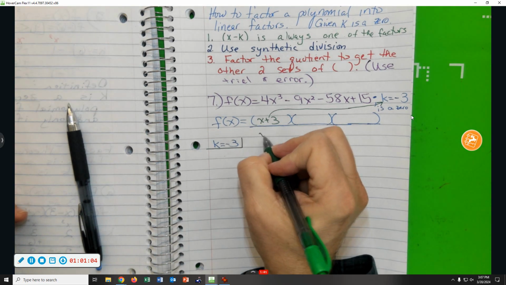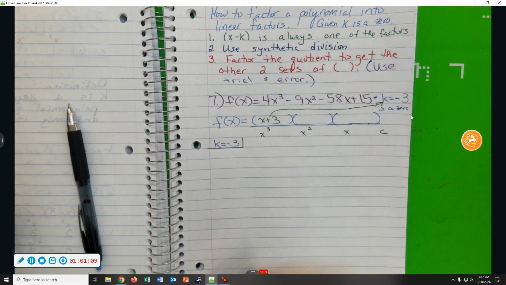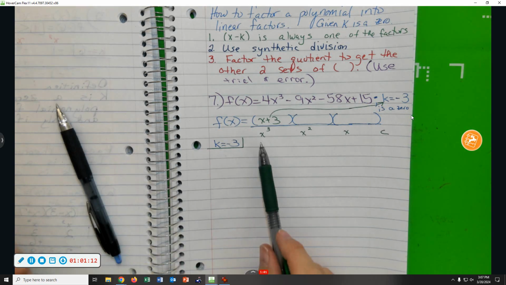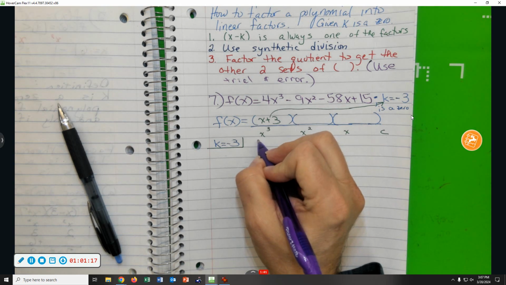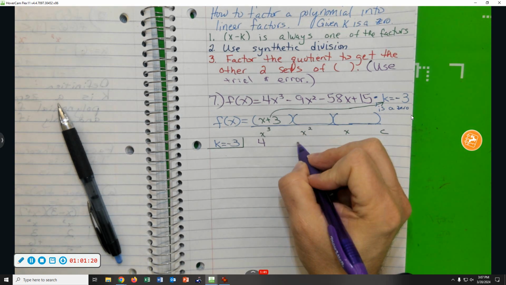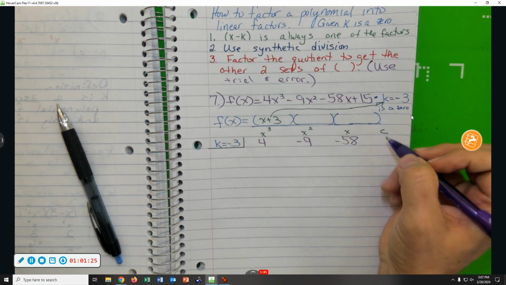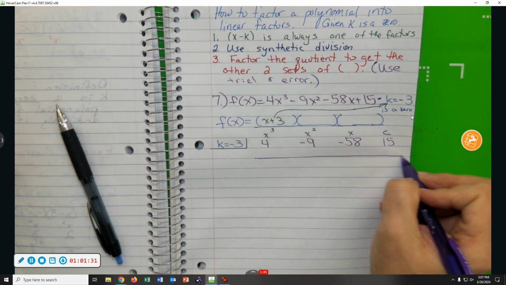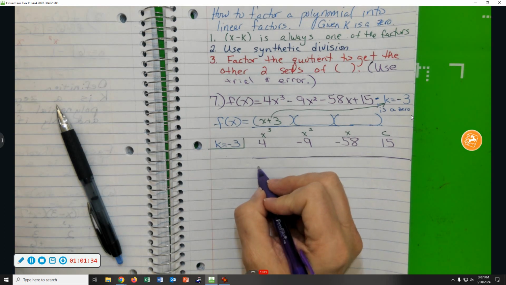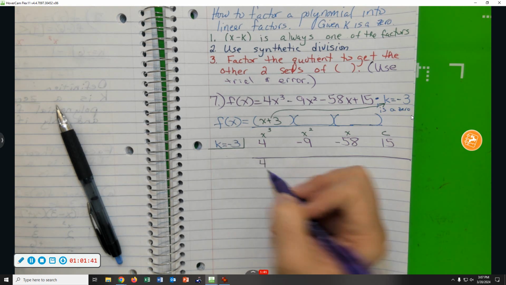We have an x cubed, x squared, x, and a constant. Y'all call these numbers out across there that I'm going to write. 4, -9, -58, and 15. And I skip a line. What number am I going to write here? 4. I'll bring down the 4 here.